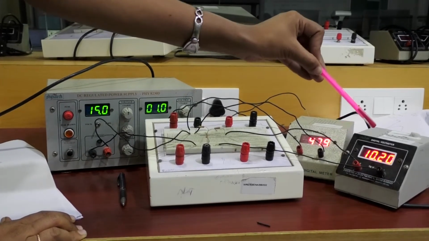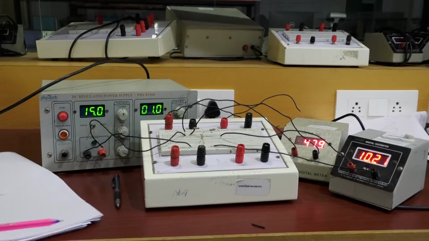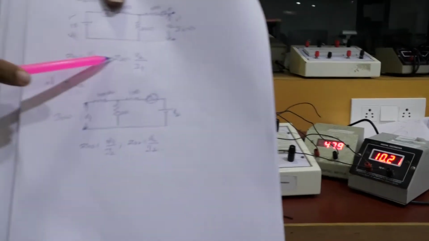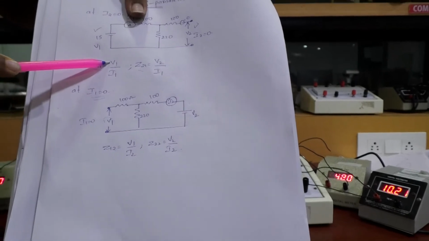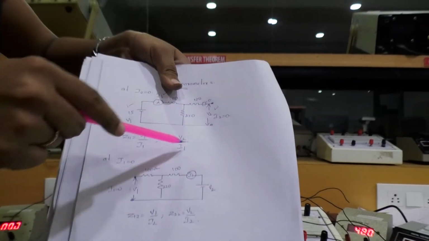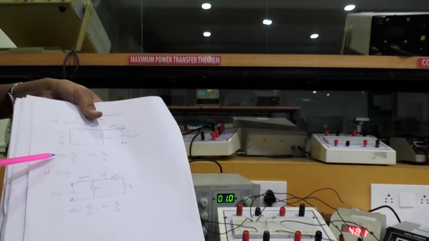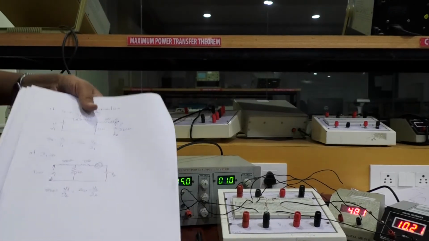That is nothing but 10.2. So now since you know all these three values, you can calculate the parameters Z11 and Z21, which equal V1, that is nothing but 15, and I1, which you have seen in your meter, and V2, which you have seen in your voltmeter, and I1. By using these connections, you can get the two values of Z parameters.